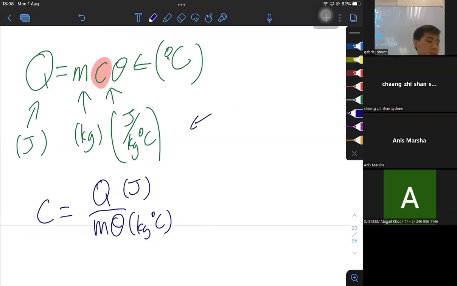And in terms of specific heat capacity, in your IGCSEs, they love to ask you to explain the definition of specific heat capacity as well.